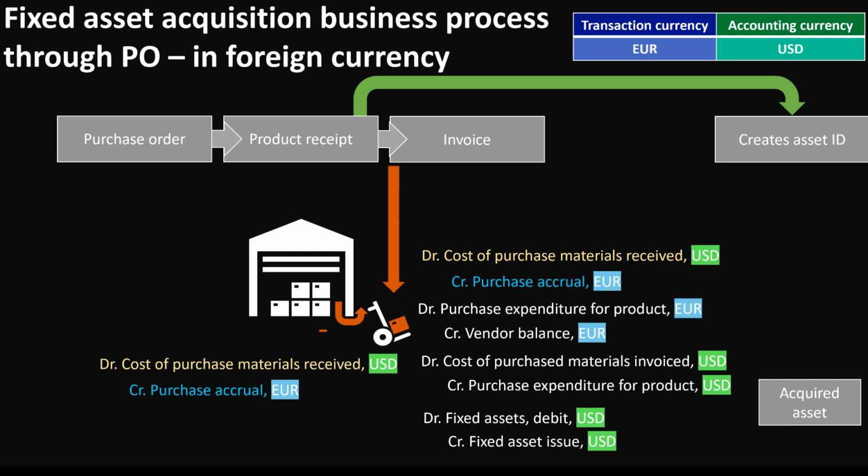The vendor invoice is then posted in the transaction currency, which is euro in our example, and the inventory cost is recorded in USD, covering both the cost of purchased materials and the purchase expenditure for the product. And the final step, the capitalization of the fixed asset: the inventory item is issued and capitalized as a fixed asset, a debit to the fixed asset account, which updates the asset and acquires it.